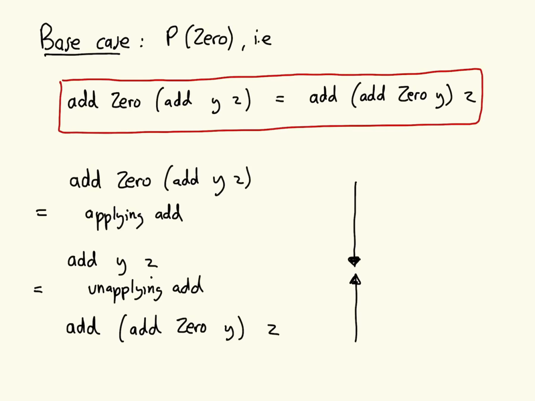So this idea of working downwards until you get stuck and then working backwards and trying to meet in the middle, this is a very common strategy when you're doing these kind of equational reasonings. We'll see quite a few examples of this kind of strategy in the course.